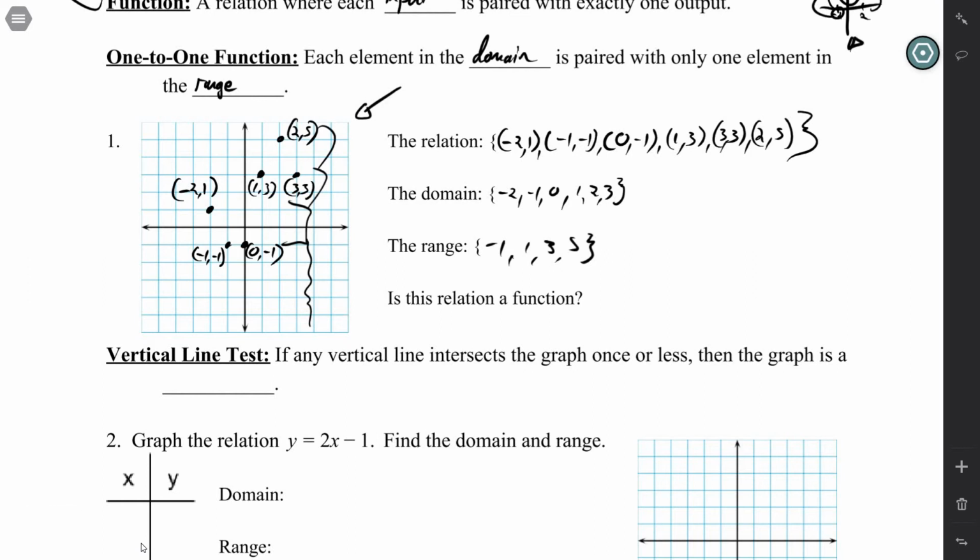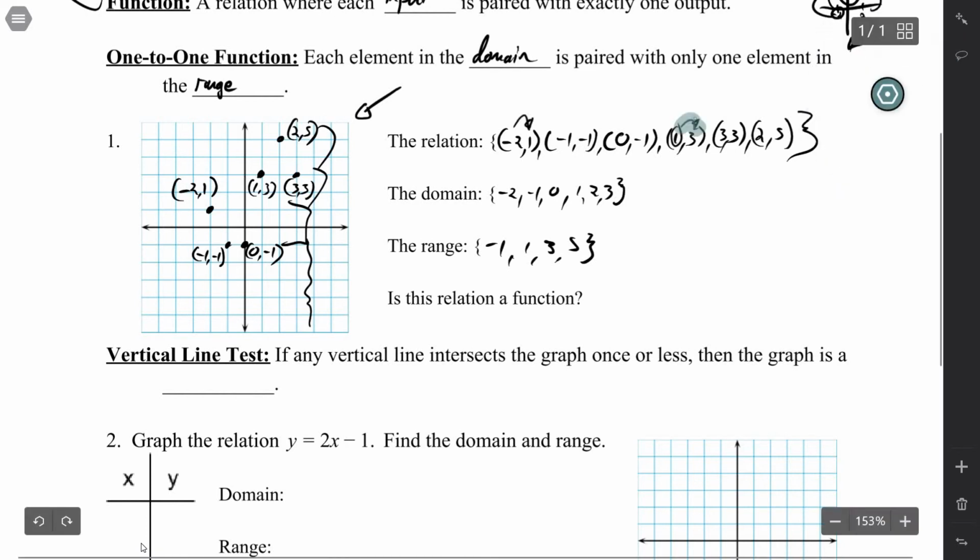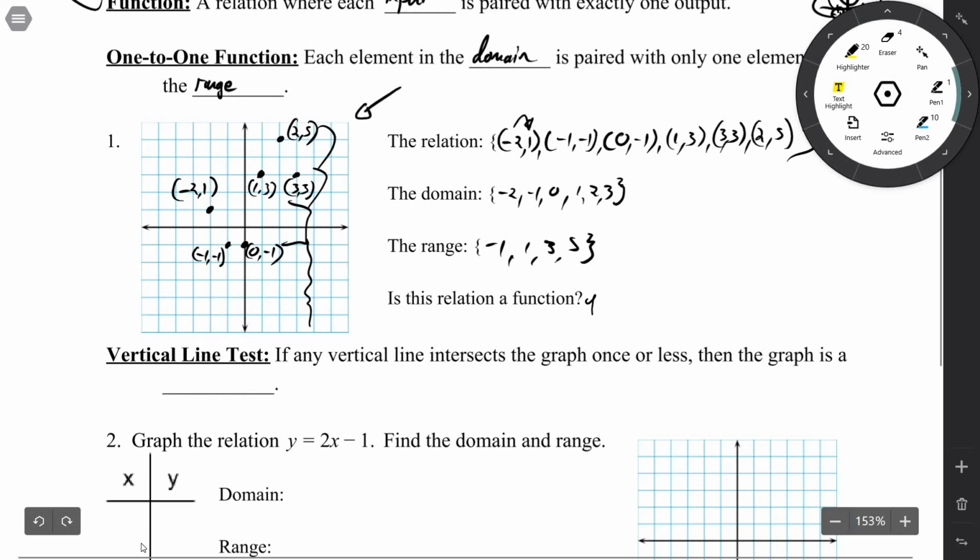So now our next question, is this a function? Well, every single element in our domain is paired with one element in the range. Even though we might be able to get to the same element in the range through different elements in the domain, we're still looking at a function here. So yes, we are looking at a function.